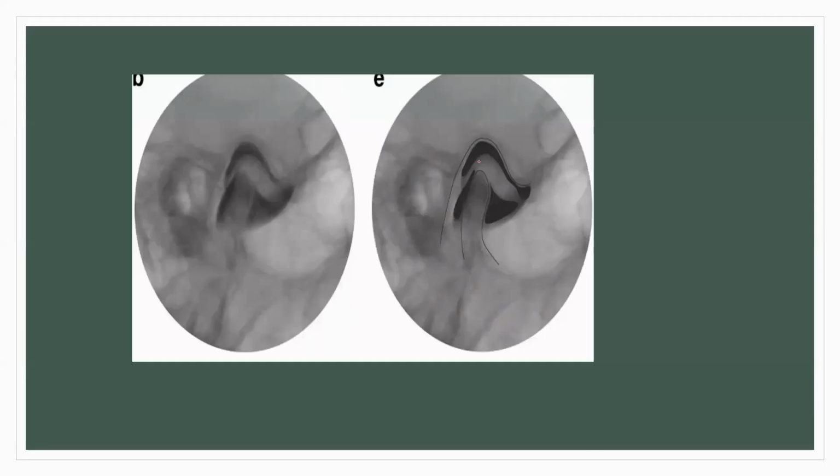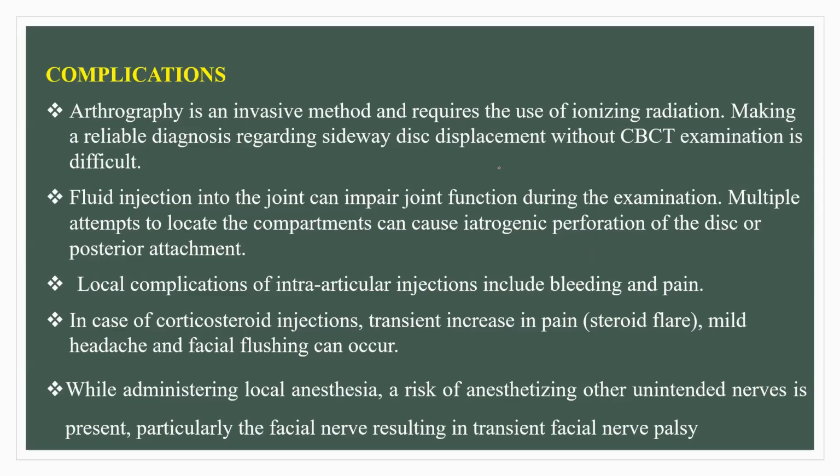You can see over here the disc as a radiolucent area in between the contrast media. This is your superior cavity and this is your inferior cavity. If there is any puncture or perforation, you can see the contrast medium being displaced. That is how you get to see this, and this is how your disc is going to appear. So, what are the complications that we can expect in arthrography?